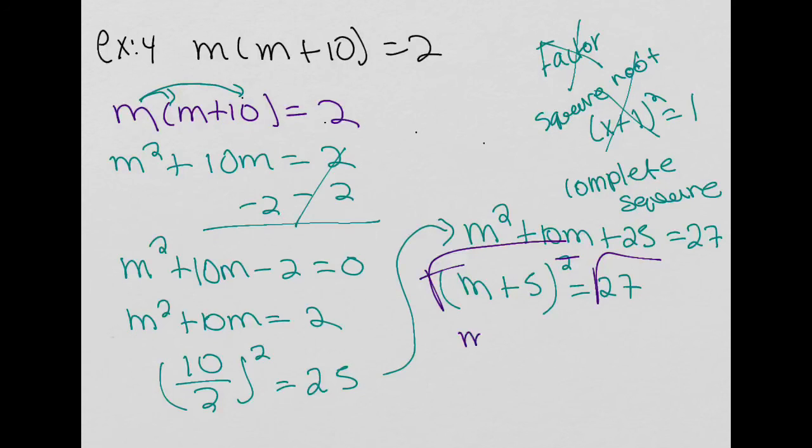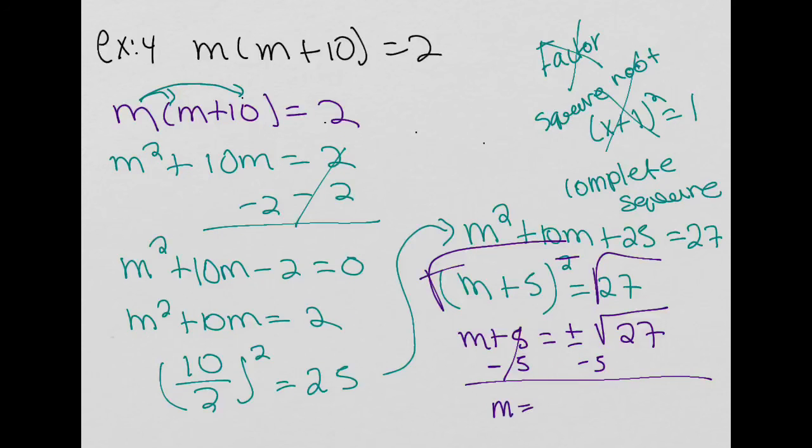Sometimes I call it like that. m plus 5 equals plus or minus. Cannot forget my plus or minus. Extremely important. Now I'm going to minus the 5 to both sides. So then that gives me m equals negative 5 plus or minus the square root of 27. And that's my answer right there.